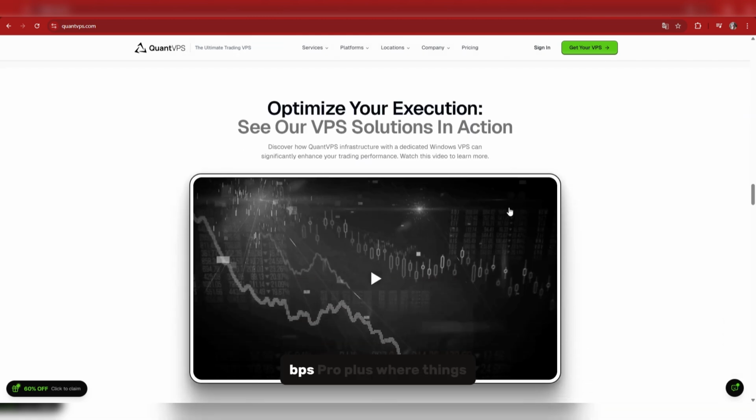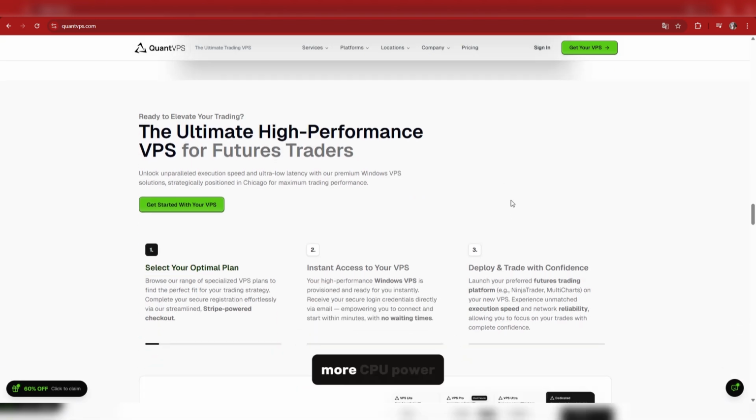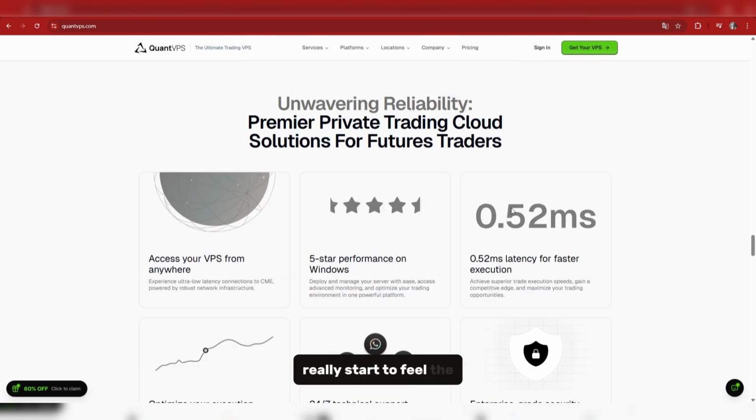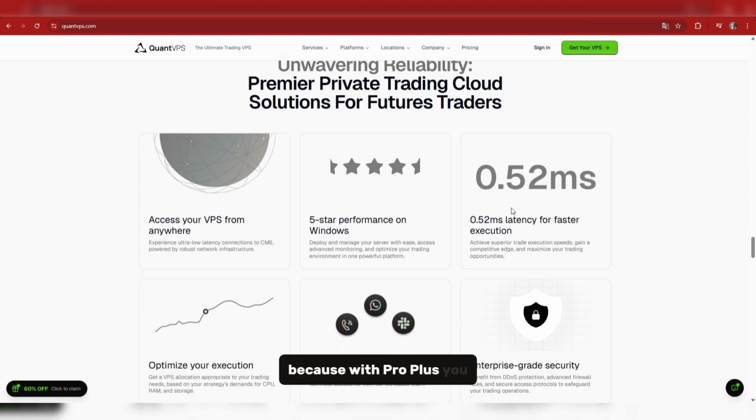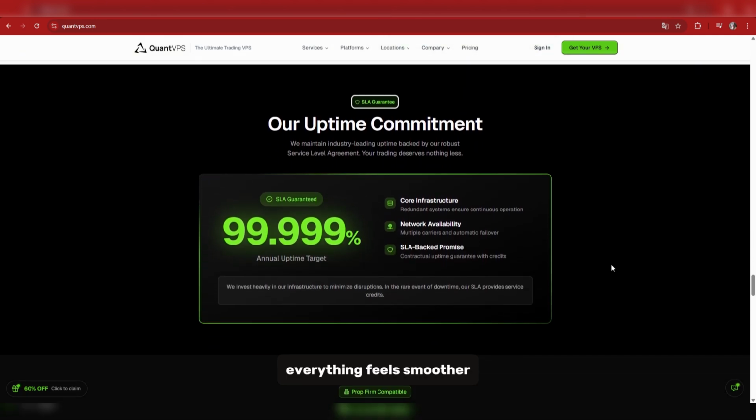Now let's move to QuantVPS Pro Plus, where things get more interesting. Pro Plus is designed for traders who need higher performance and more flexibility, especially under heavy workloads. With Pro Plus, you get more CPU power, more RAM, and better multitasking performance, and this is where you really start to feel the difference. Because with Pro Plus, you can run multiple platforms at the same time, use several automated strategies or bots, keep many charts and indicators open, and trade across multiple accounts without slowdown. Everything feels smoother, especially when your setup becomes more complex.